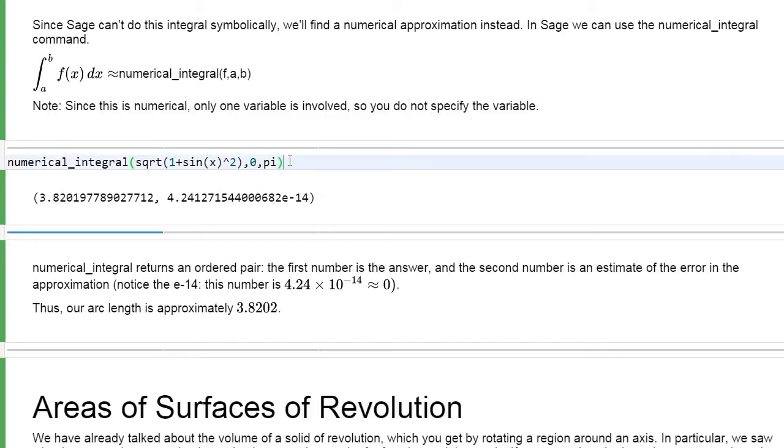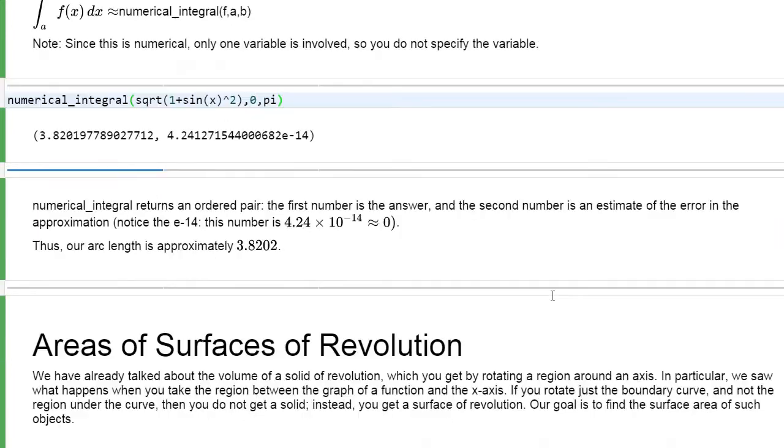So here's numerical integral of the same thing. This is the answer, remember. You can ignore this second number. It just gives you an idea of how large the error is in this approximation. So it says the error is somewhere down in the times 10 to the negative 14 zone, which is pretty small as far as we're concerned. So 3.82 is a good approximation. Okay, so there's some arc length examples.